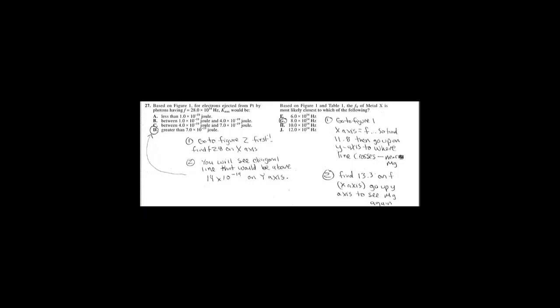Test 68A, Science Practice Problem number 27. Problem 27 says, based on Figure 1, for the electrons ejected from PT by photons having an F of 28 times 10 to the 14th hertz, Kmax would be what value? First thing we want to do here is, remember, we're looking for this F value here, which is 10 to the 14th hertz. So let's go ahead and look at figure 1.